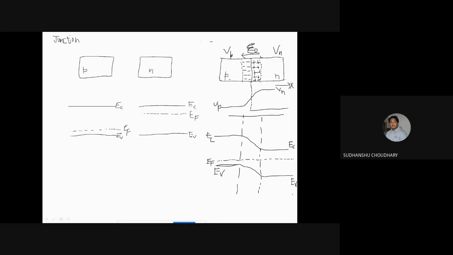So this electrostatic potential, we call it V naught, let us say. Electrostatic potential, or we also call it the built-in potential, and this electric field is called the built-in electric field. So built-in potential, electrostatic potential, because of the built-in electric field. Now the profile of electrostatic potential is this.